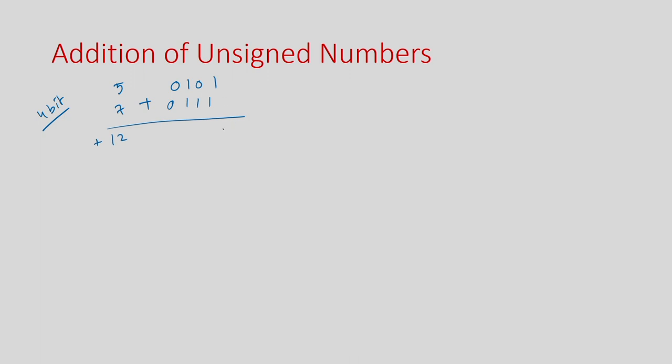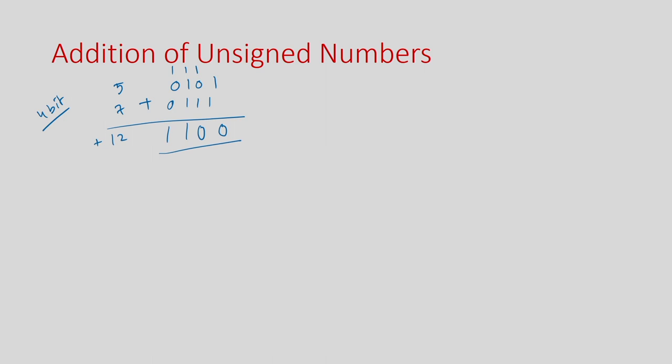So, let us do this addition. 1 plus 1 is 0, and 1 is a carry. Then 1 plus 1 plus 0, there is a carry, then 1 plus 1 plus 0, there is a carry, and then 1, right. So, this is 12. So, we will get it. So, the addition of 2 numbers, you can just do their binary bitwise addition, the simple rule, and you will get the result.